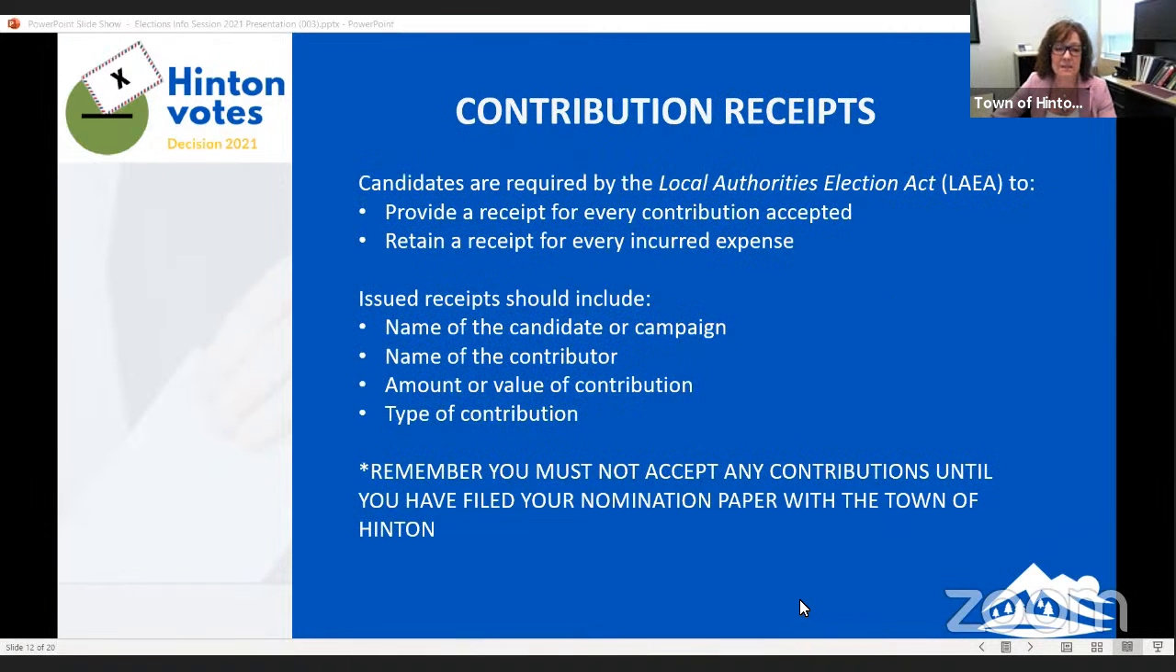Contribution receipts. Candidates are required by the Local Authorities Election Act to provide a receipt for every contribution accepted. And you must retain a copy of the receipt for every incurred expense. Issued receipts should include the name of the candidate or campaign, the name of the person contributing, the amount or value of the contribution, and the type of contribution. And also remember, never accept any contributions until you have filed your nomination papers with us here at the Town of Hinton.